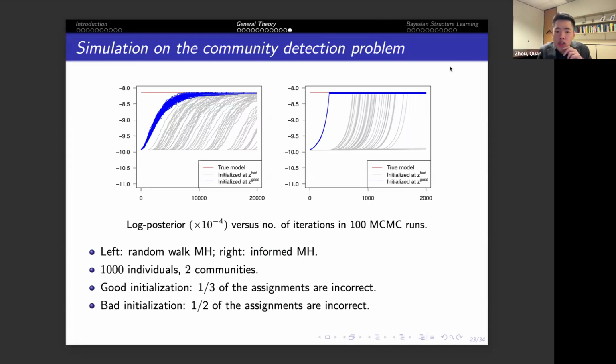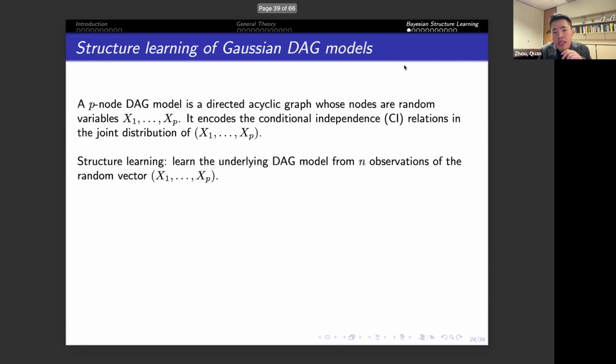Okay, so this is the general theory. I think I have maybe 5 to 10 minutes left, so I will briefly comment on how we apply this general theory to the Bayesian structural learning problems. Structural learning is a very challenging discrete space statistical problem. We want to learn the so-called DAG models. Each DAG model encodes the conditional independence relations in the joint distribution of p node variables, say X1, X2, until Xp. And structural learning just means that we want to recover this DAG model from n observations of the random vector X1, X2, until Xp.